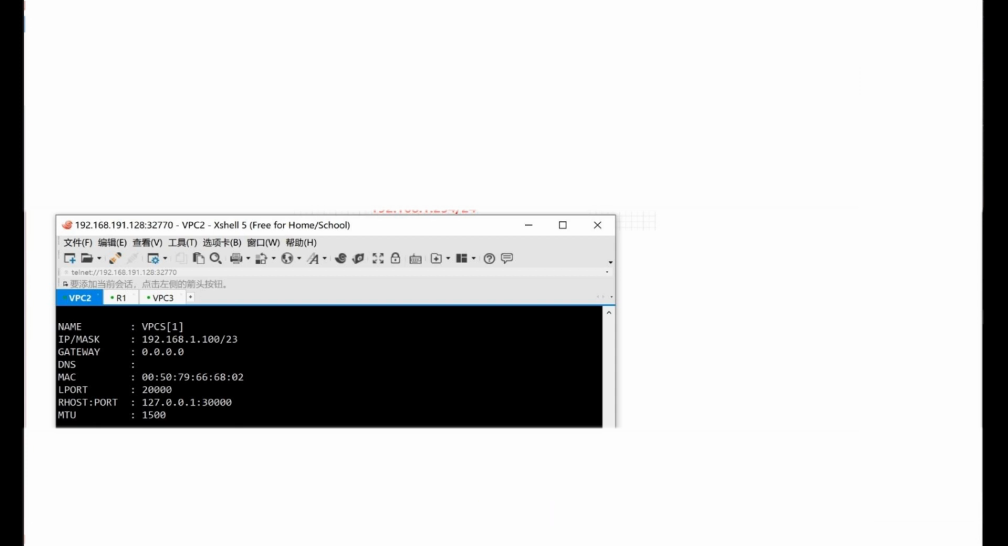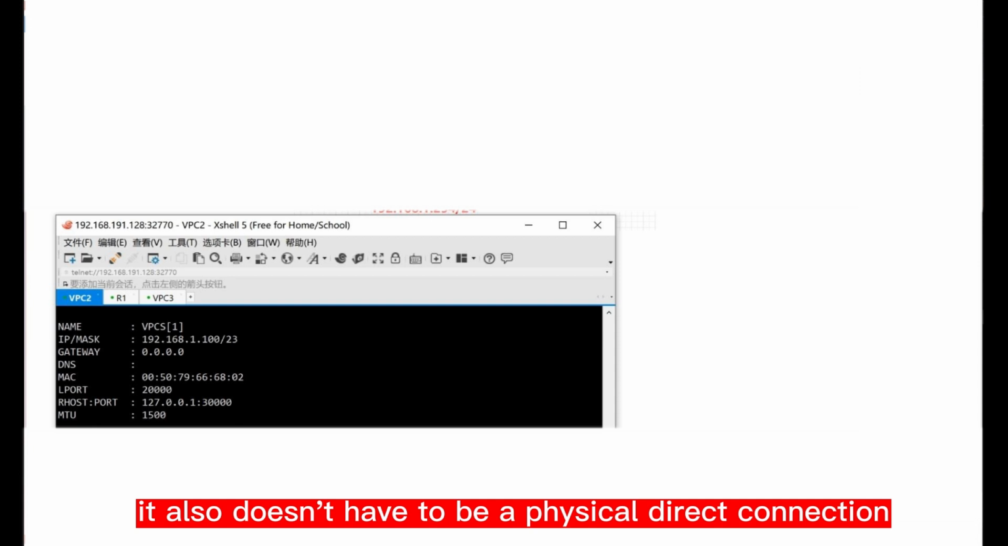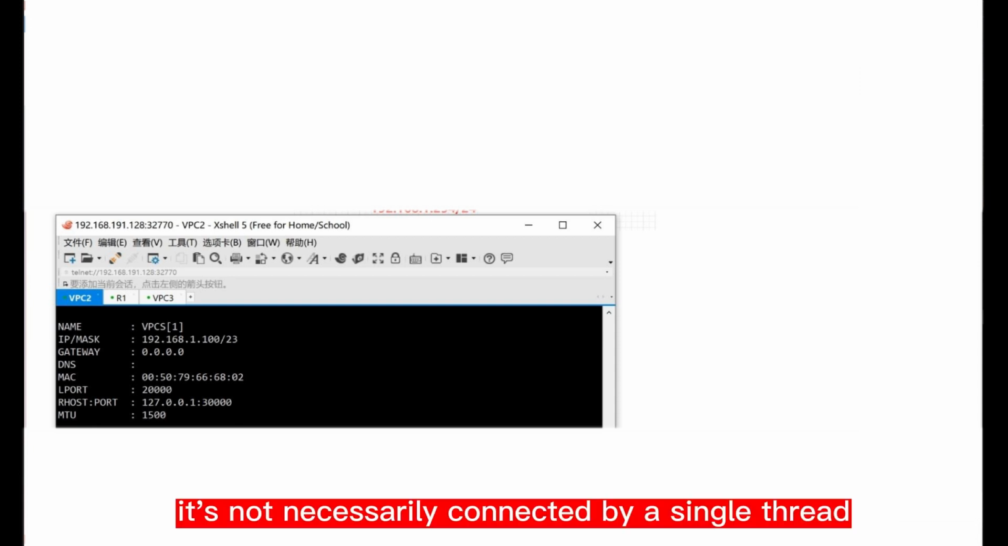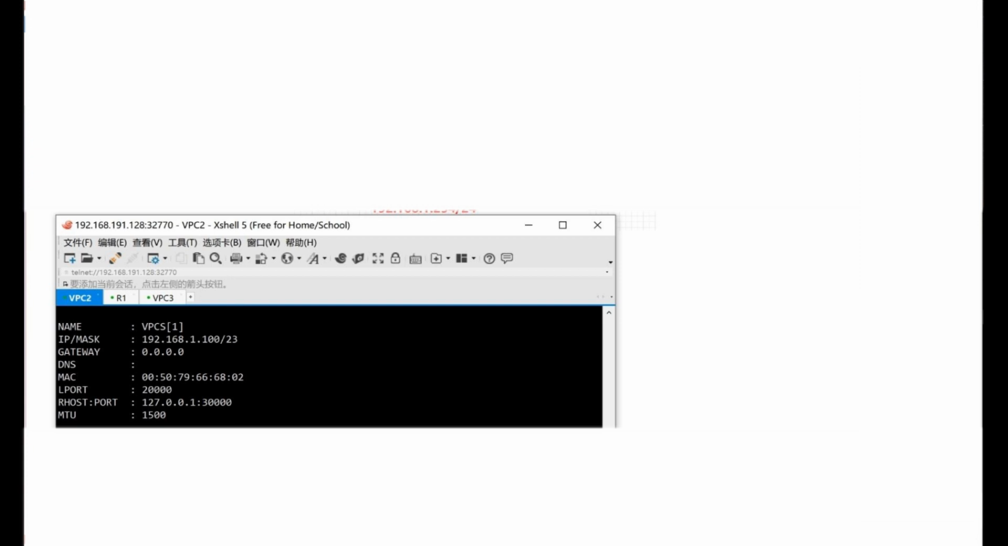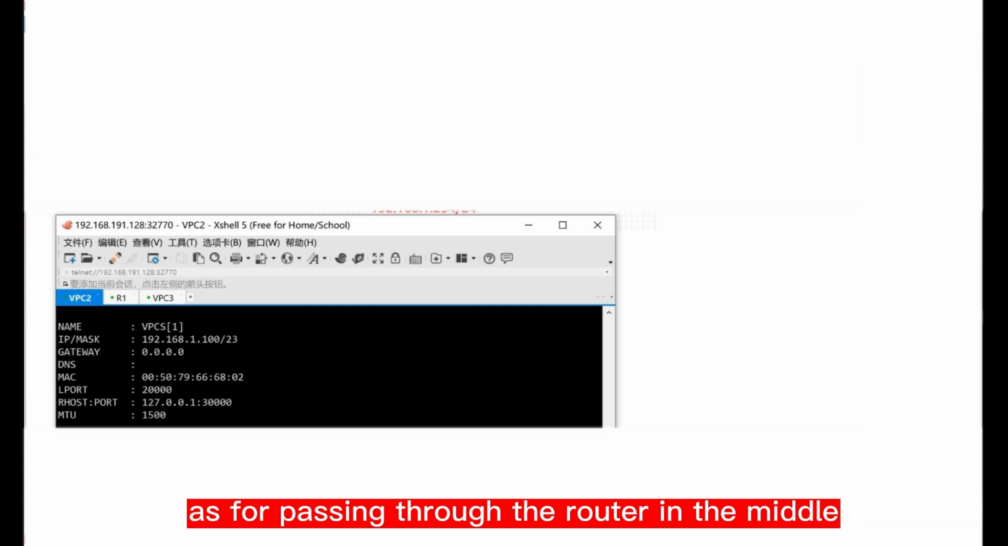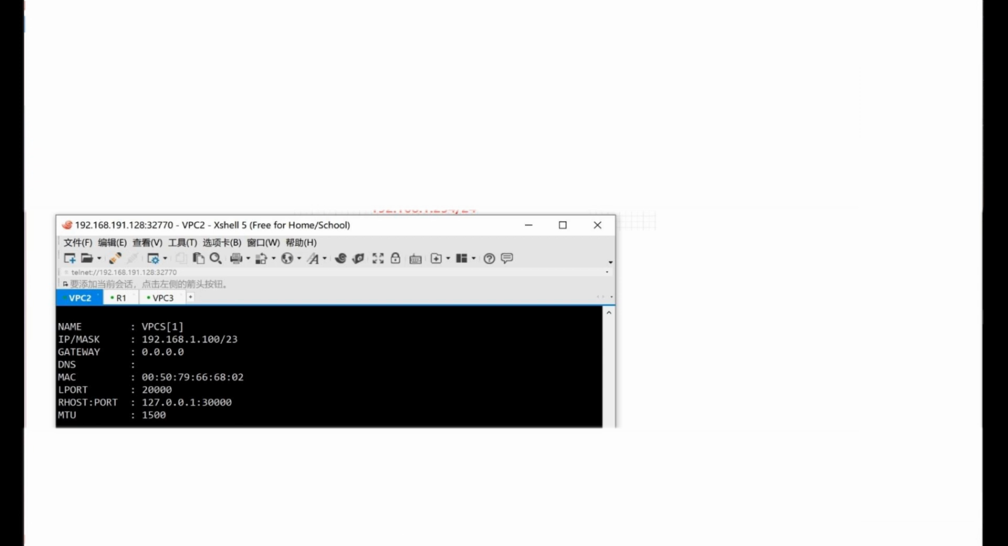To us, it also doesn't have to be a physical direct connection. It's not necessarily connected by a single line. It may also be connected through a switch. Anyway, they regard it as a directly connected network segment. As for passing through the router in the middle, they don't know. Okay.